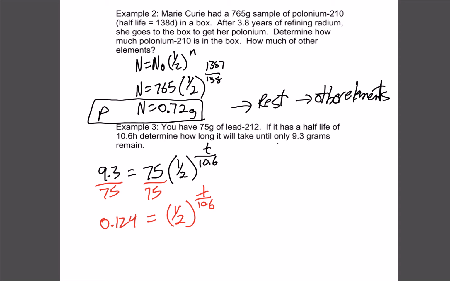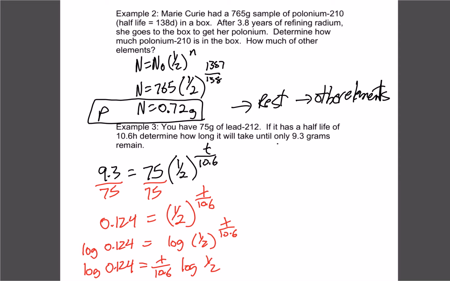So what you want to do to solve this is just do the log of both sides. So we'd have log 0.124 equals log of a half to the t over 10.6. And then mathematically, the t over 10.6 comes down in front. That's one of the log rules. So to solve it for t, we'd have log 0.124 divided by log a half, we'll just write it as 0.5, that equals t over 10.6.